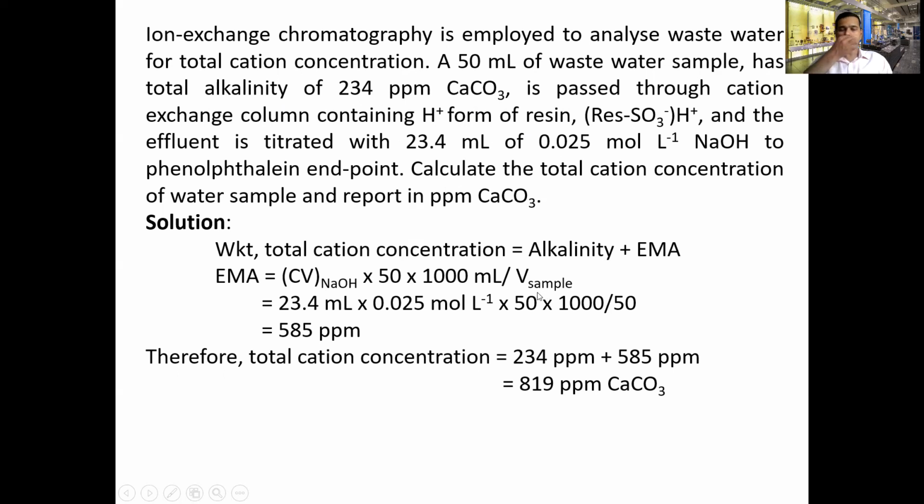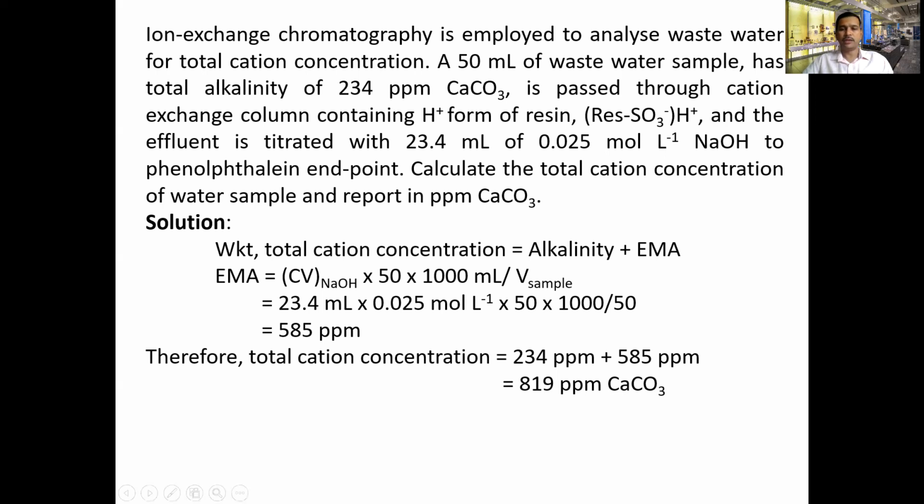So total cation concentration means it is the summation of the alkalinity of the water sample and equivalent mineral acidity. Equivalent mineral acidity means if you pass a water sample through the cation exchange resin, all the hydrogen ions are going to be exchanged by the cations present in the water sample. So the effluent eluted out with hydrogen ion can be titrated with NaOH. If you calculate the acidity, that is equivalent mineral acidity.